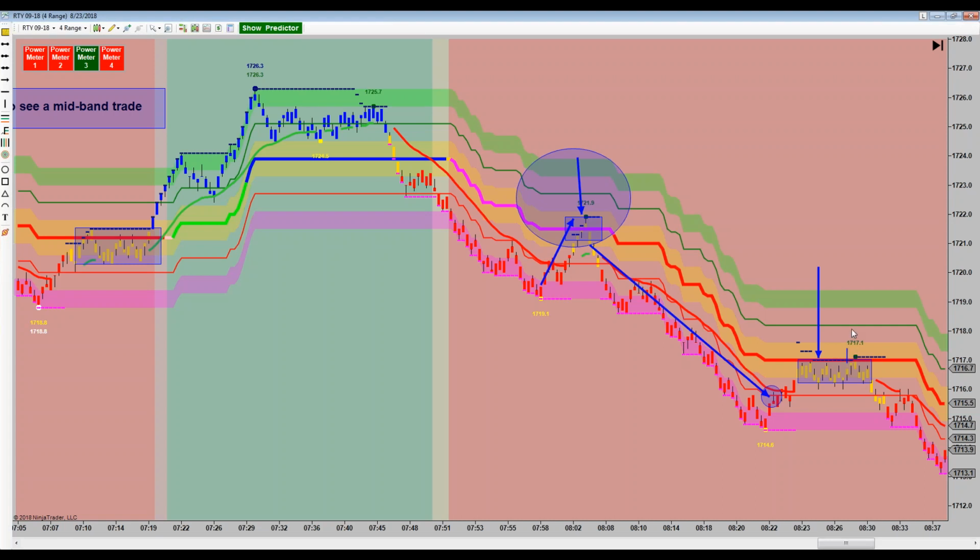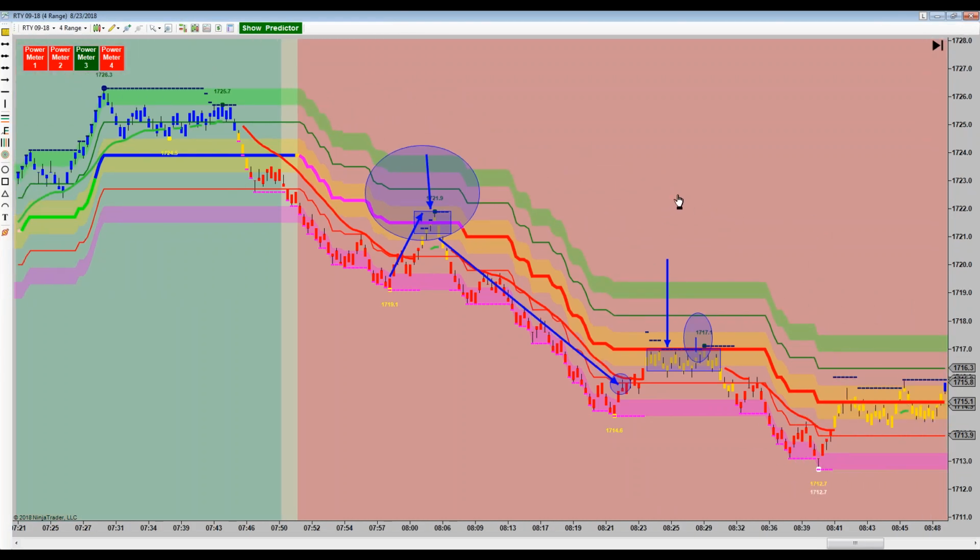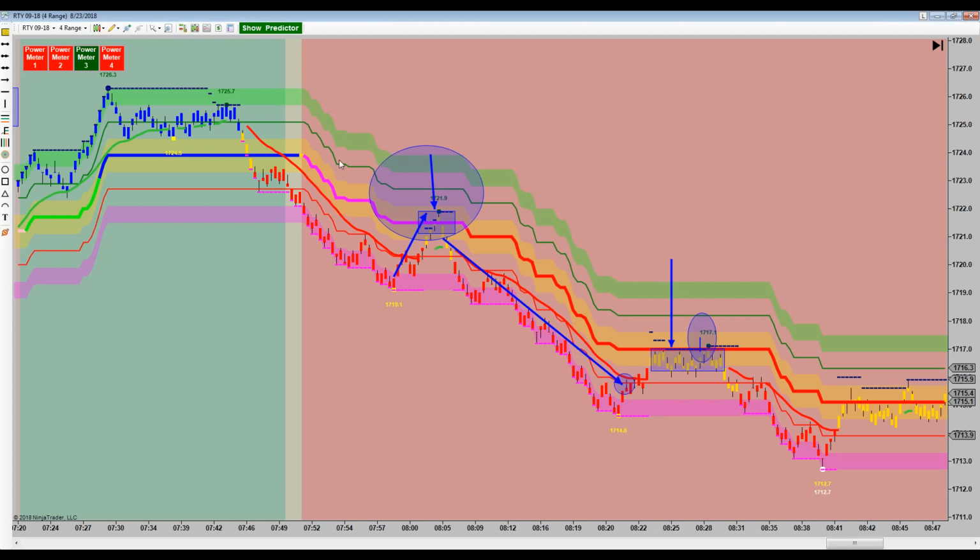Up, sucks you into a long, but bang, in your face, you get a full stop out, which is a total double whammy. Not only did you get stopped out from a long that you didn't want, whammy number one, whammy number two, you got a deer in the headlights again. Now you're upside down 12 ticks or whatever, and now you should be flipping, taking the short, and you miss the short. Double whammy. Short only. Now, this second trade didn't make you very much, but that's okay.